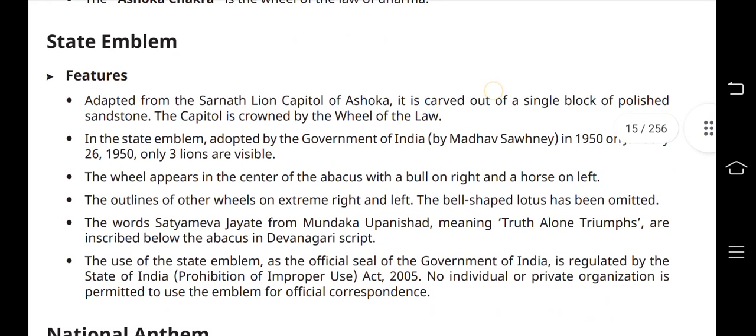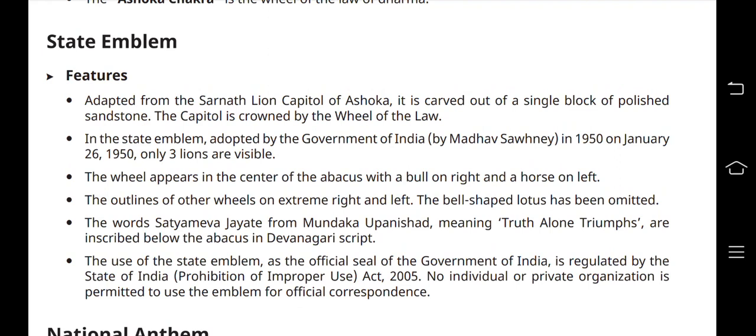State emblem: features adapted from the Sarnath lion capital of Ashoka. It is carved out of a single block of polished sandstone. The capital is crowned by the wheel of the law. In the state emblem adopted by the Government of India on January 26, 1950, only 3 lions are visible. The wheel appears in the center of the abacus with a bull on the right and a horse on the left.